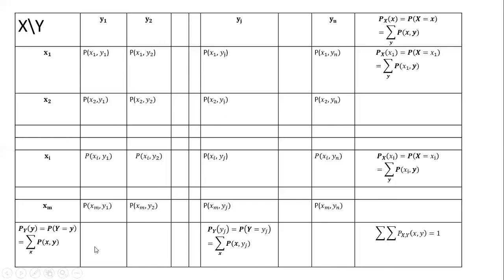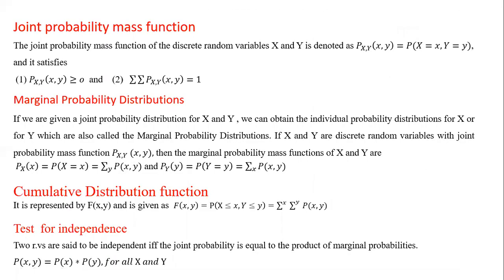The sum of all marginal probabilities of x, or the sum of all marginal probabilities of y, is always equal to 1. So, the joint probability mass function.